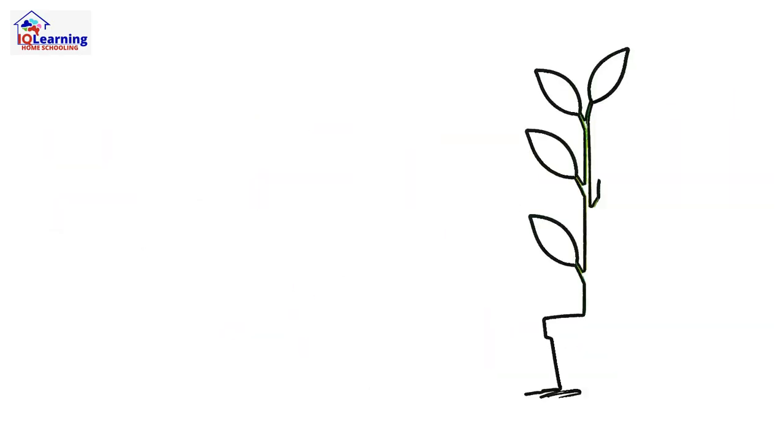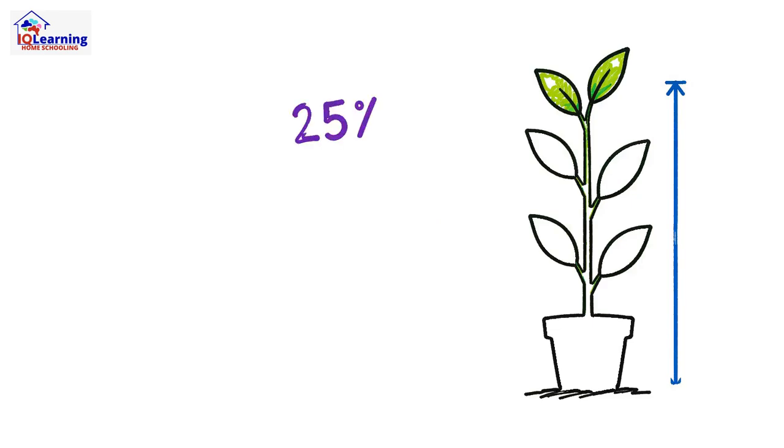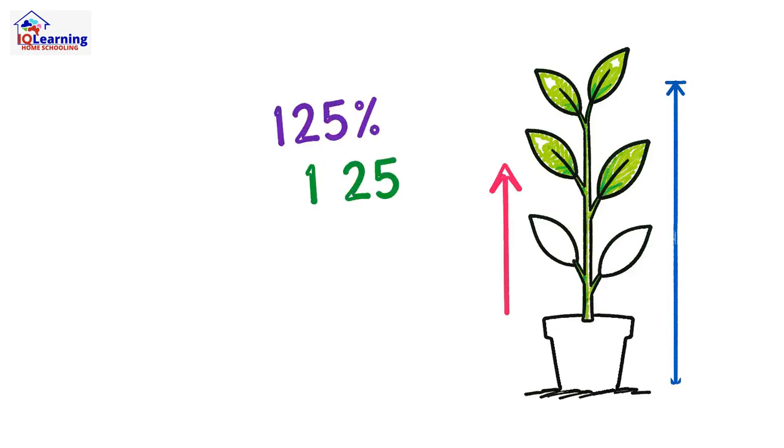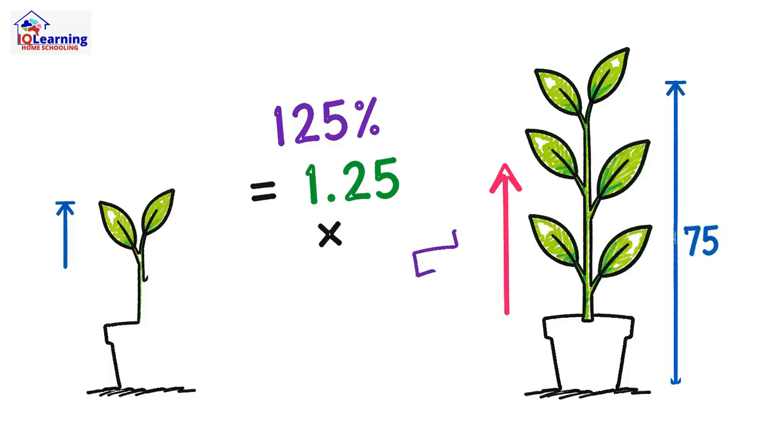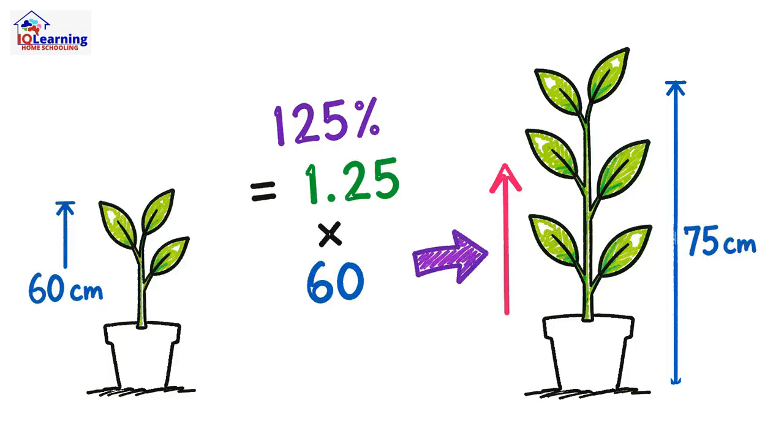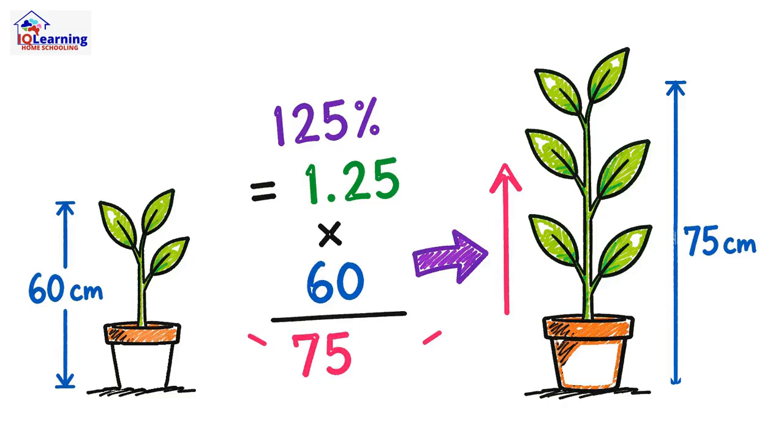If a plant that was 60 centimeters tall grew by 125%, you just convert 125% to 1.25 and multiply. The plant grew by 75 centimeters. Your answer will be larger than what you started with, which makes perfect sense.